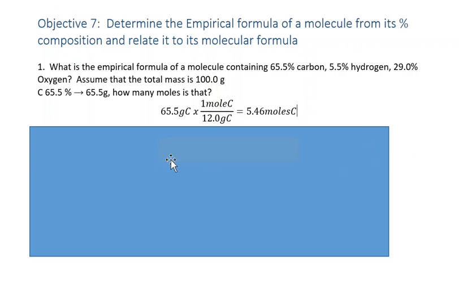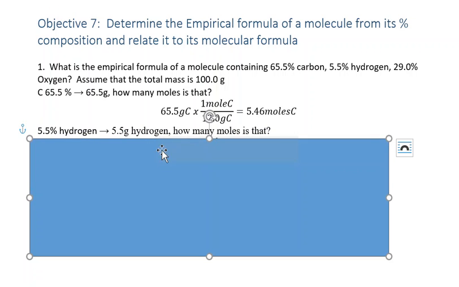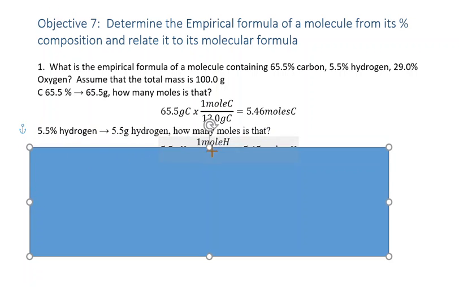All right, so now we know how many moles of carbon. Let's figure out how many moles of hydrogen. Well, we do the same exact way. You know that you have 5.5 grams of hydrogen, and how many moles of that? You know how to figure that out.